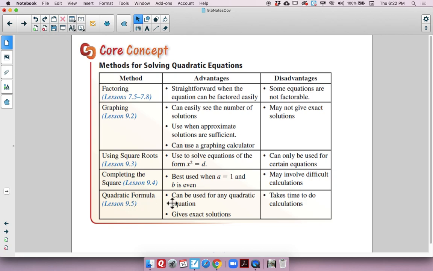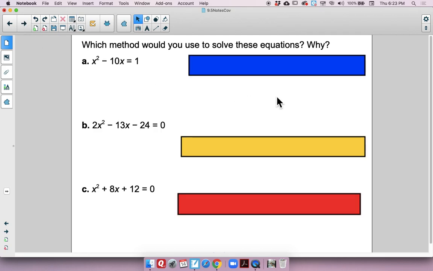And then the quadratic formula, right? It takes time to do the calculations, so not real efficient, but it can be used for any quadratic equation, and it will give you an exact solution, even if that might mean something like 3 plus or minus the square root of 7 over 4. That is still considered exact. Okay, so which method would you use to solve these equations, and why?